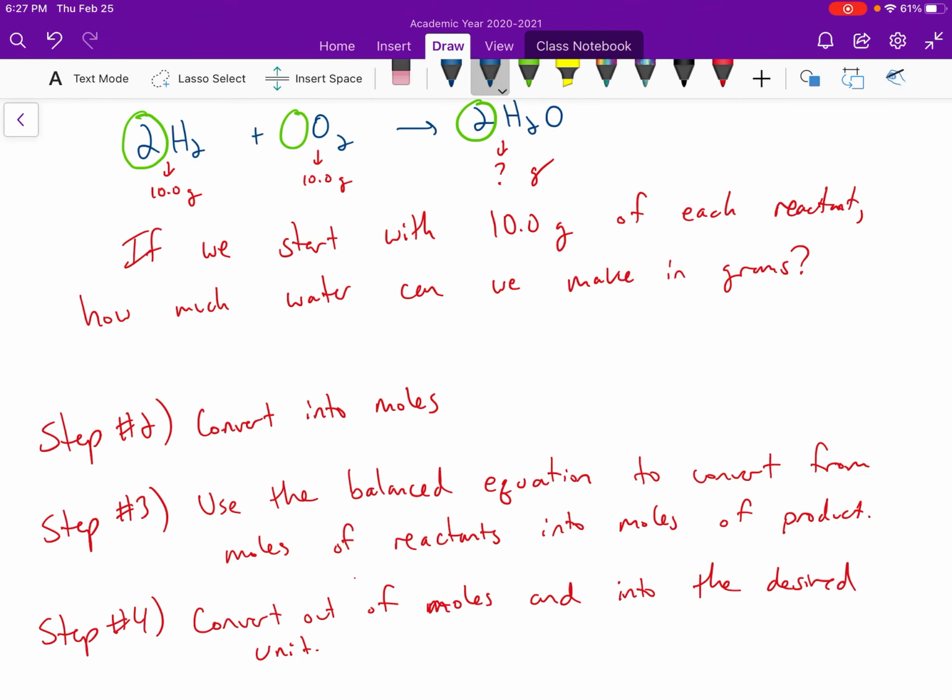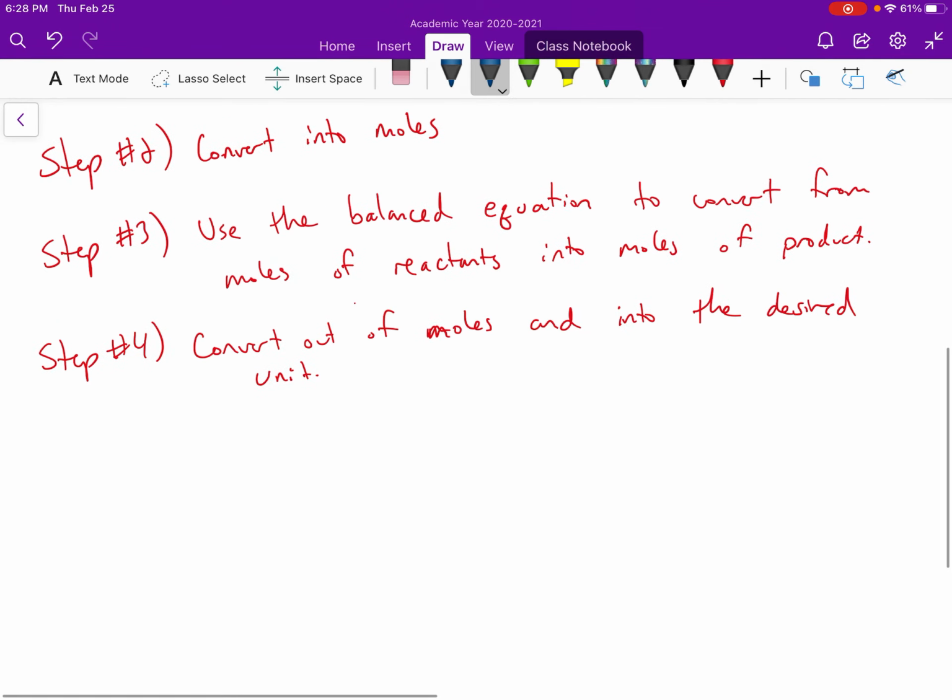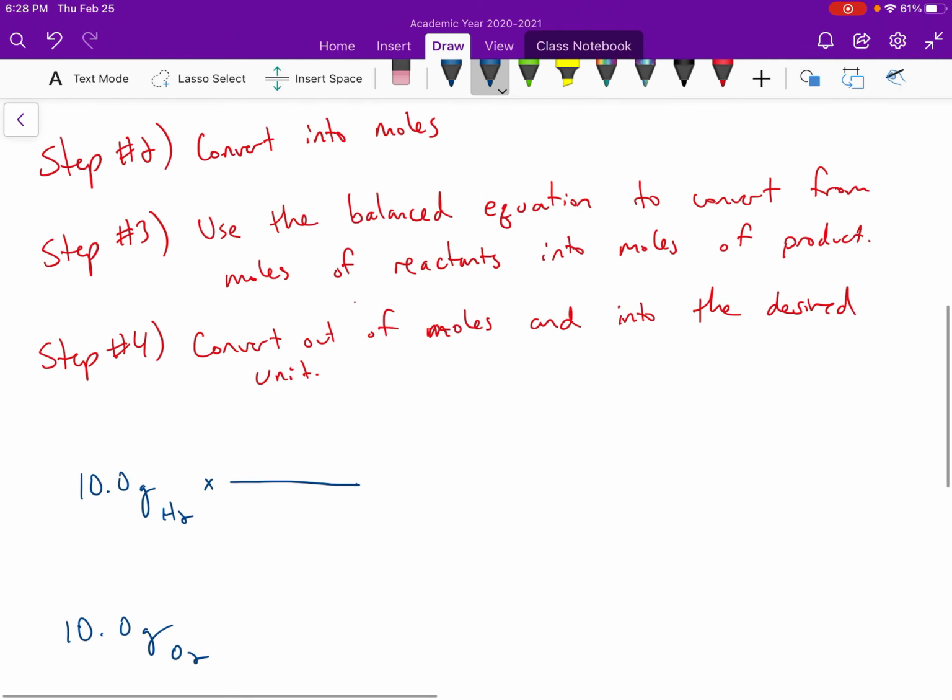So let's walk through this and set this up as a dimensional analysis and see what this looks like. Okay? So I'm starting with 10 grams of H2 and 10 grams of O2. And my first step after balancing is going to be here. Convert into moles. If you learn nothing from me this entire year, please understand that you will never go wrong in your chemistry life if the first thing you always do is convert to moles. All right? So remember that.